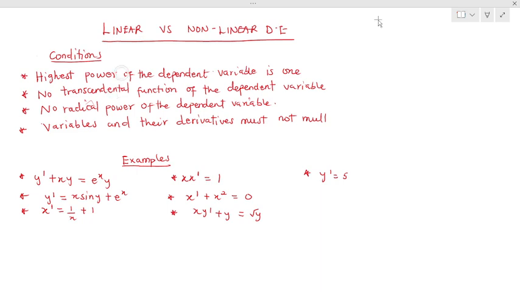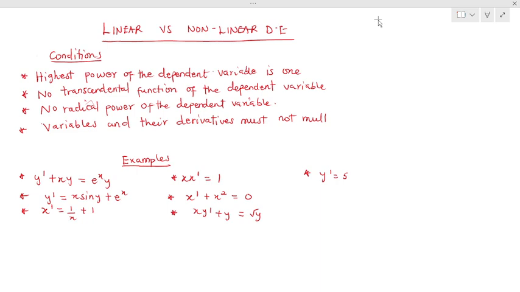In this lesson, I'll take you through linear versus nonlinear differential equations, or you can say the linearity of differential equations. I have some conditions here to give you a quick illustration of what a differential equation should be for it to be called a linear differential equation or a nonlinear differential equation. The very first one is the highest power of the dependent variable is 1.